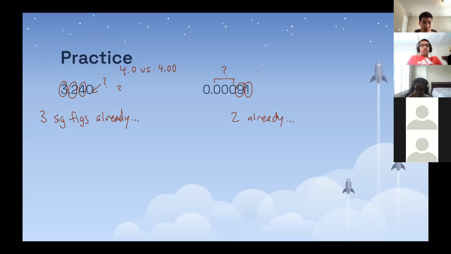So that's why 3.24 versus 3.240, you're counting different amounts of sig figs here, because even though it looks like the 0 isn't contributing any sort of value or magnitude, they put it for a reason. So you would actually count this trailing 0, that's what you call it, trailing, as a significant figure. So +1 equals 4 sig figs.